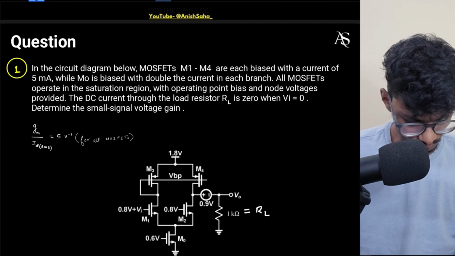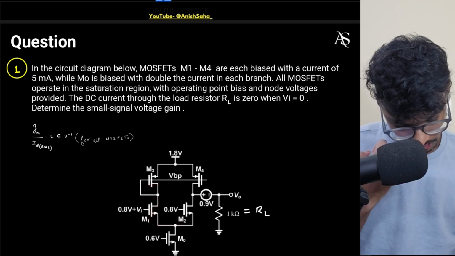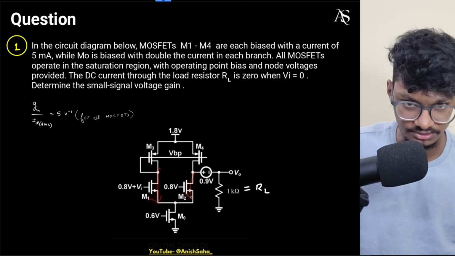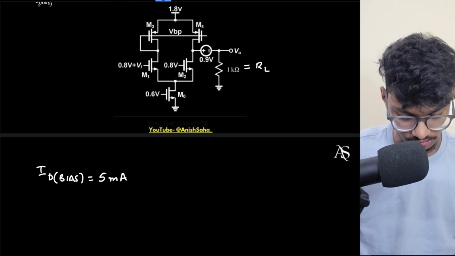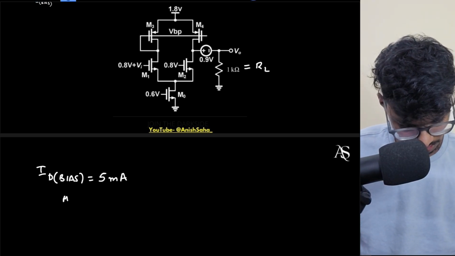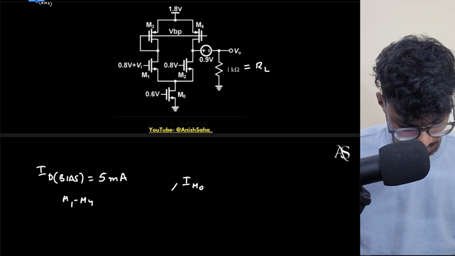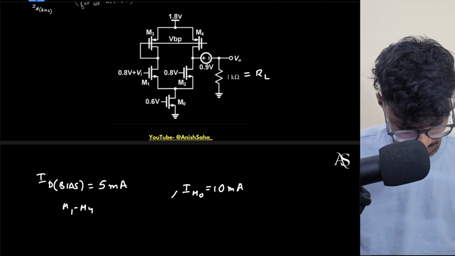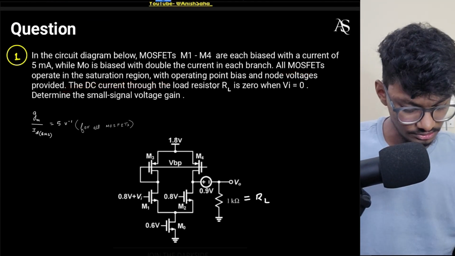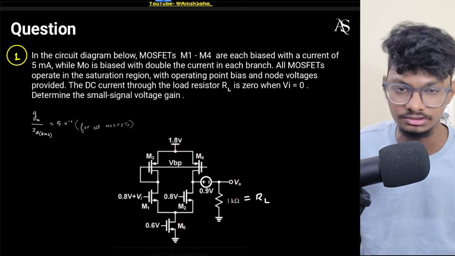Okay, now these are for M1 to M4, and M0 is biased with double the current, because obviously if 5 milliamperes flows through this and 5 milliamperes flows through that, M0 will have twice the current. So M1 to M4 are 5 milliamperes, and M0 is 10 milliamperes. Now all MOSFETs are in the saturation region. They have already mentioned this. The operating bias and node voltages are provided as shown, but we don't have to take care. If they have told saturation, then we'll assume it's saturation.